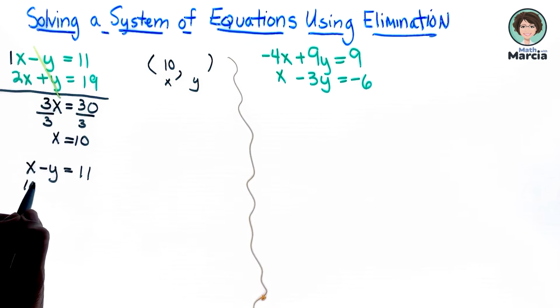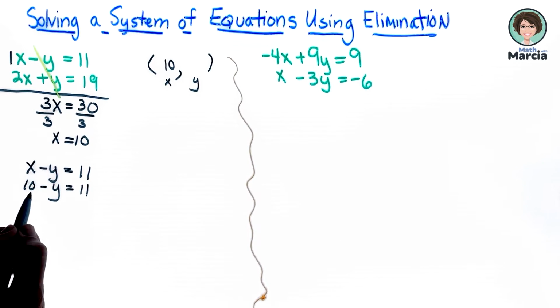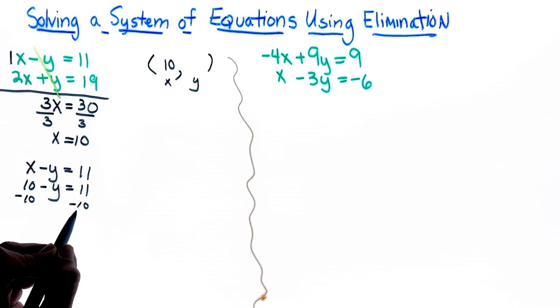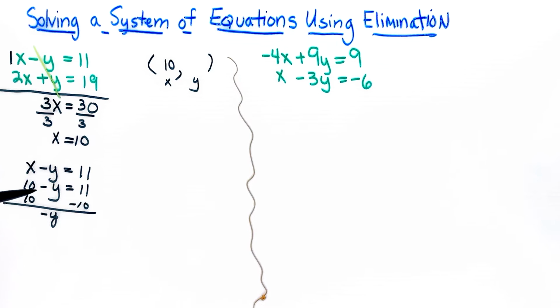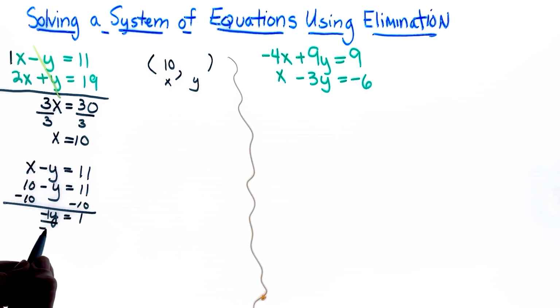I'm going to put in 10 minus y equals 11. Here's my substituting my x value. And of course, I'm going to subtract 10 from both sides. And I end up with, yes, you have to bring that subtraction sign down, a negative y equals 1. Well, remember, we cannot have a negative variable.